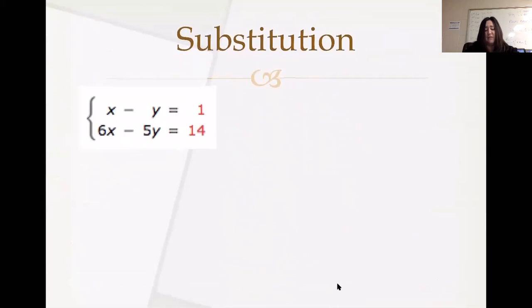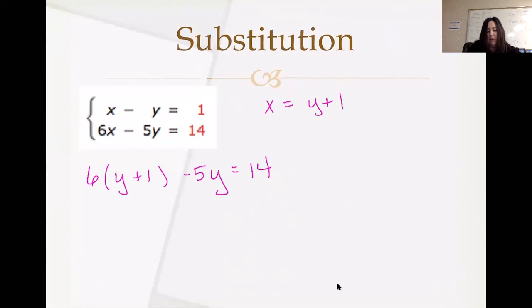This is another type of substitution. These are both linear. So if we want to do substitution here, I can solve this top one for x, and I would get x equals y plus 1. Replace that x into the other equation. So I'm going to put 6 times y plus 1 minus 5y equals 14. Distribute, that gives me 6y plus 6 minus 5y equals 14. And I have y plus 6 equals 14, and y then is 8.